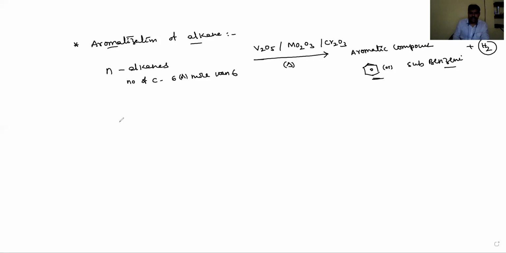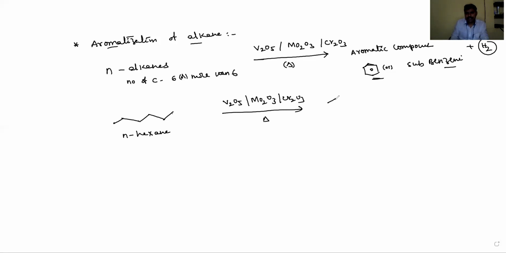For example, take n-hexane: 1, 2, 3, 4, 5, 6. n-Hexane on aromatization in the presence of either vanadium pentoxide, molybdenum oxide, or chromium trioxide as catalysts is converted into benzene. Benzene's molecular formula is C6H6. Okay, benzene is the product.